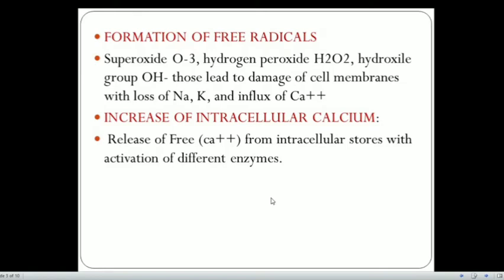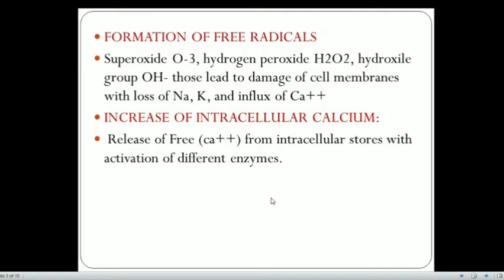The normal activity of the sodium pump keeps the intracellular concentration of potassium significantly high. So the failure of active transport through the cell membrane causes accumulation of sodium and water within the cell and potassium out of the cell. So this is the mechanism we have. I repeat again, the failure of active transport through the cell membrane causes accumulation of sodium and water within the cell and potassium out of the cell.